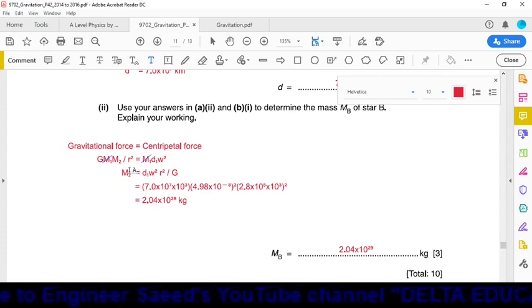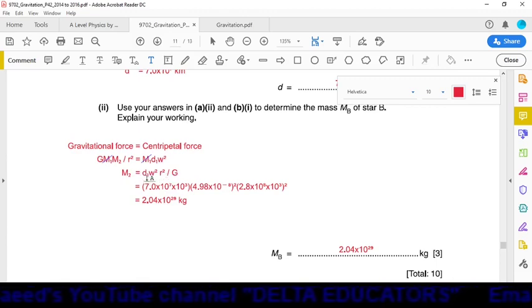Now we have the formula G m1 m2 over r square is equal to m1 d1 omega square. From this formula, m1 will be cancelled out and we will get m2 is equal to d1 omega square r square over G.